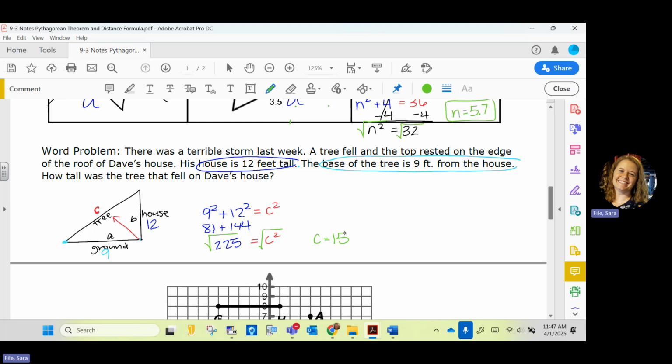So I'm not just going to say C equals 15. I'm going to answer the question. How tall was the tree that fell on Dave's house? Everything was measured in what units? What units did they give us? Feet. So the answer is the tree is 15 feet tall. So word problems should be answered in words. And make sure if there are units provided that you were measuring with, those same units are on your solution.